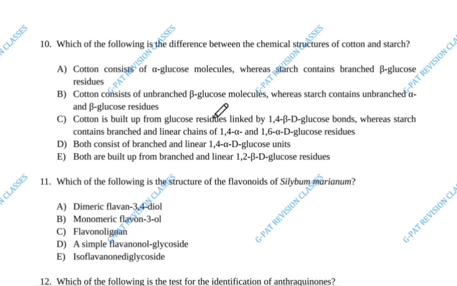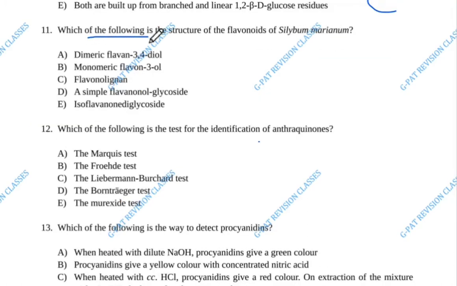Which of the following is the difference between the chemical structure of cotton and starch? The answer is C. Cotton is built up from glucose residues linked by 1,4 beta D glucose bond, whereas starch contains branched and linear chains of 1,4 alpha and 1,6 alpha D glucose residues. The answer is C. Which of the following is the structure of the flavonoid of Psyllium? The answer is C. Flavonolignan.